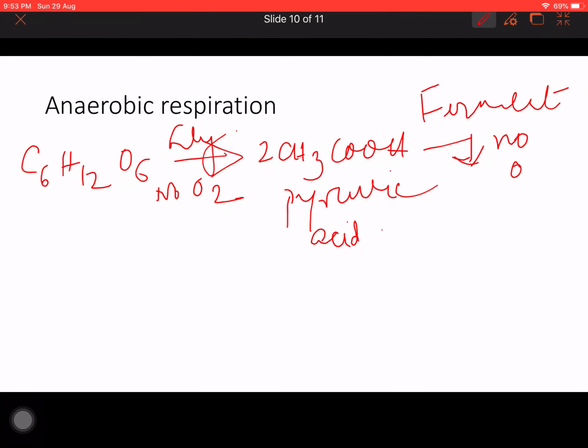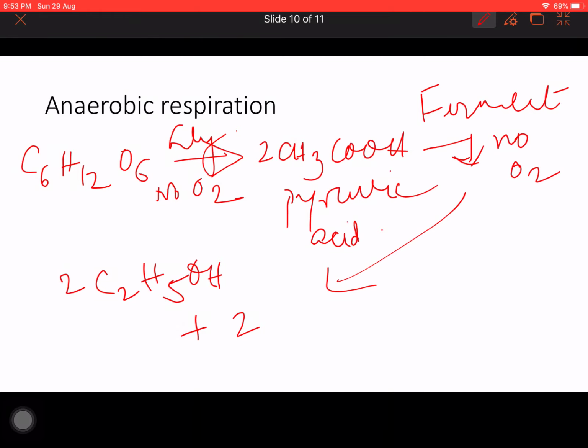No oxygen is there. So what is the end product here? The end product here will be ethyl alcohol, C2H5OH. I think you all have studied in chemistry the chemical formula of ethyl alcohol. Plus 2 CO2 plus 2 ATP, and this ATP is energy.